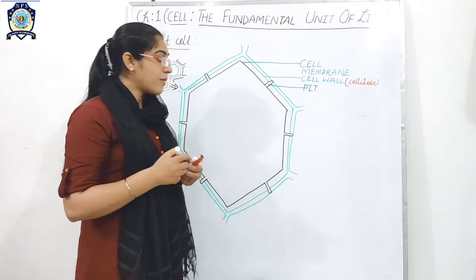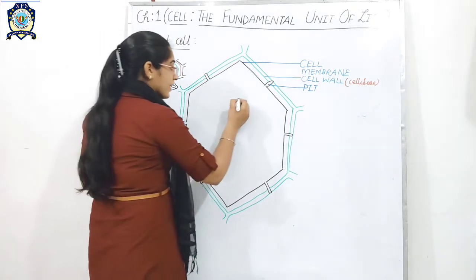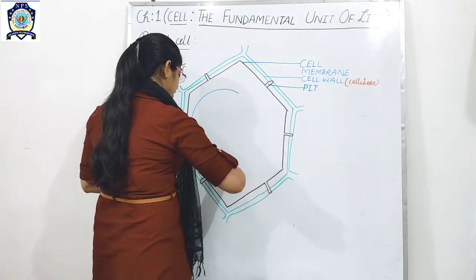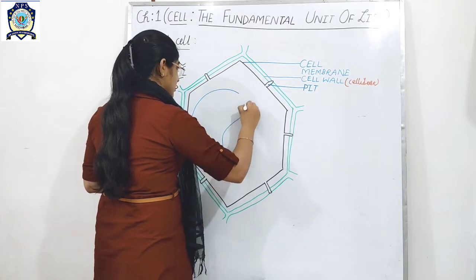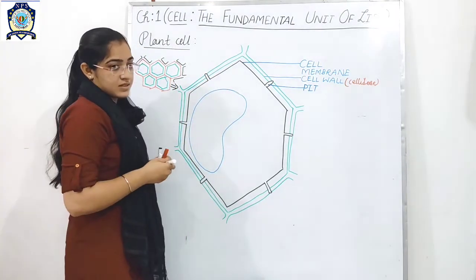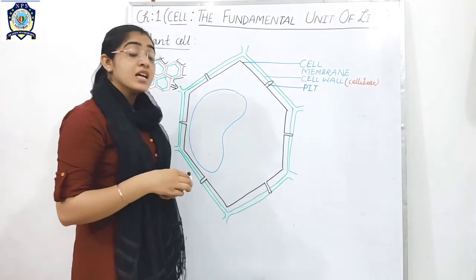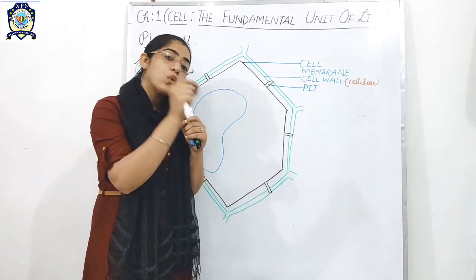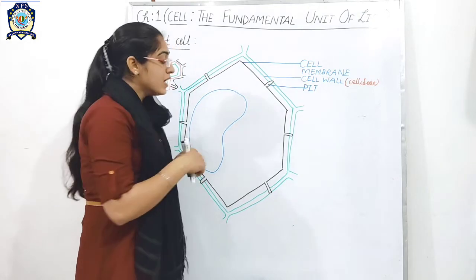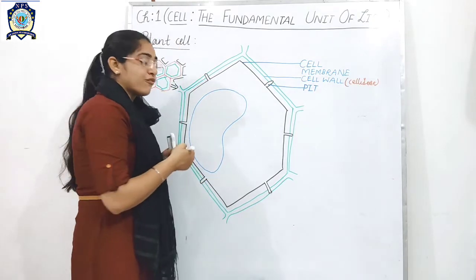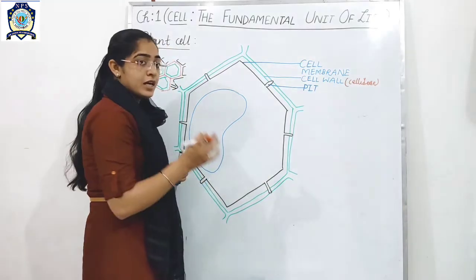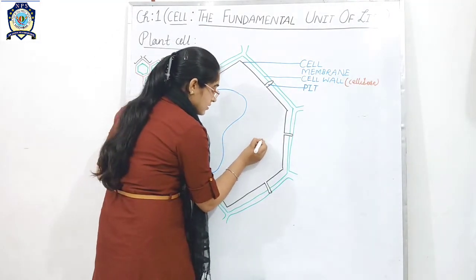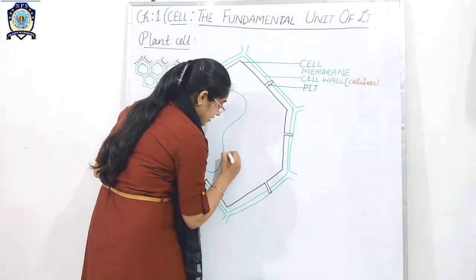If we talk about the plant cell, then there is a large vacuole in the plant cell. So that's why the nucleus goes to one side, or you can say the nucleus gets shifted to the periphery. Periphery means at one side. So this is the simple structure of a nucleus.